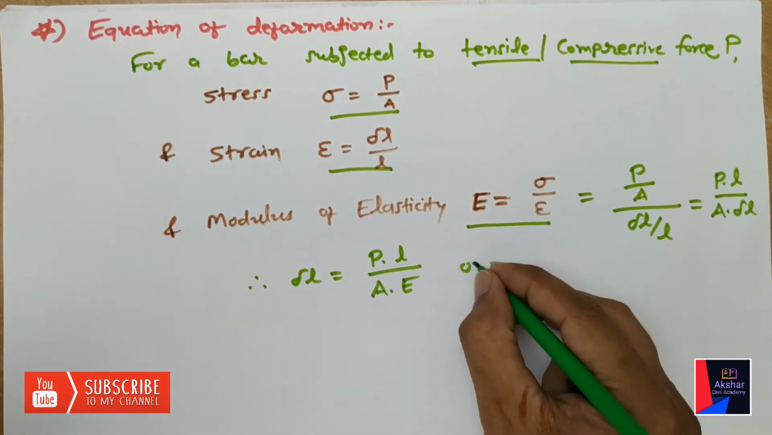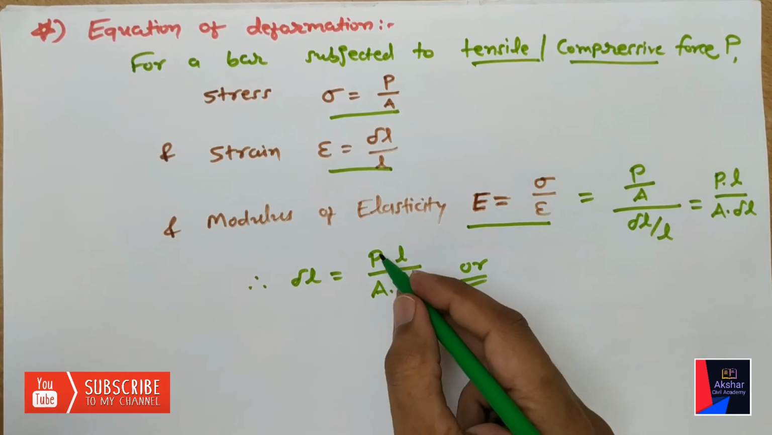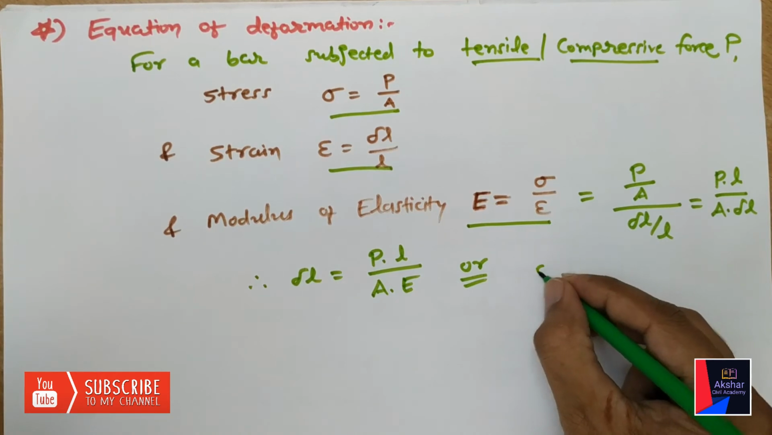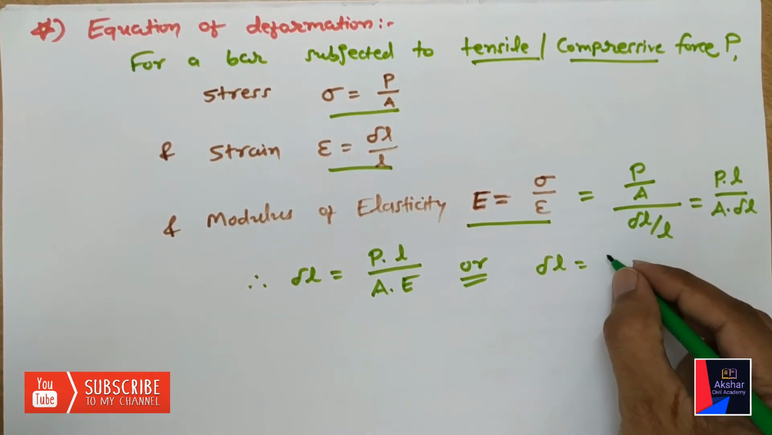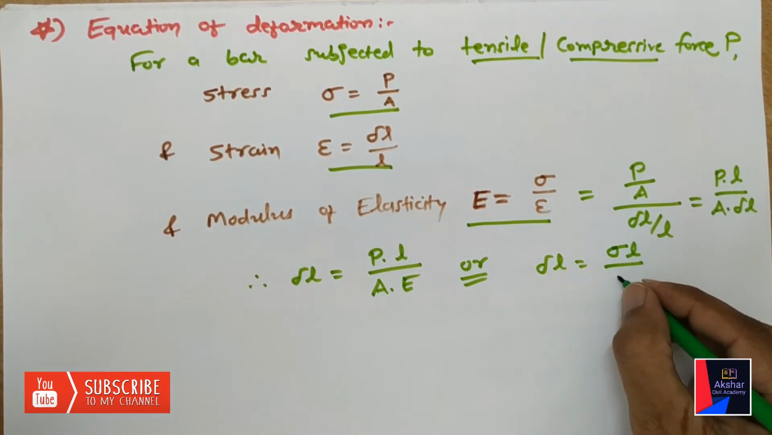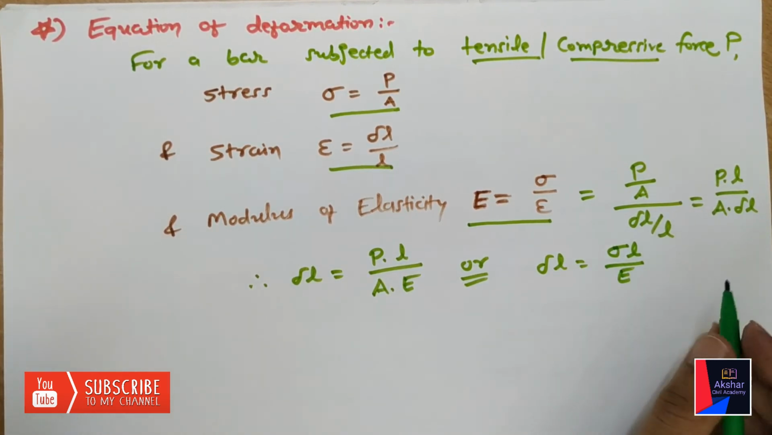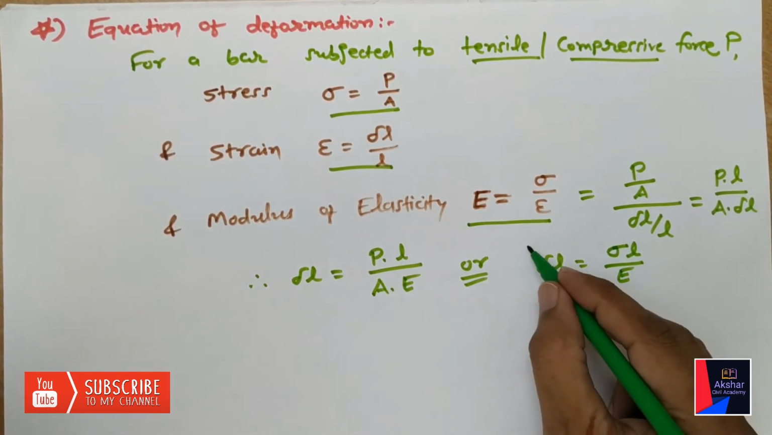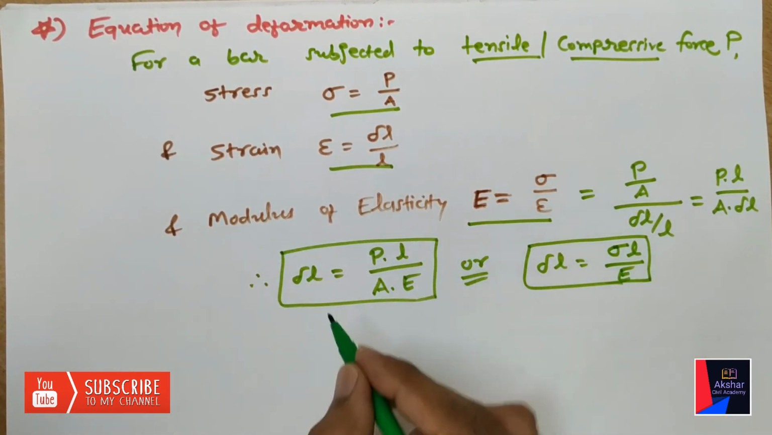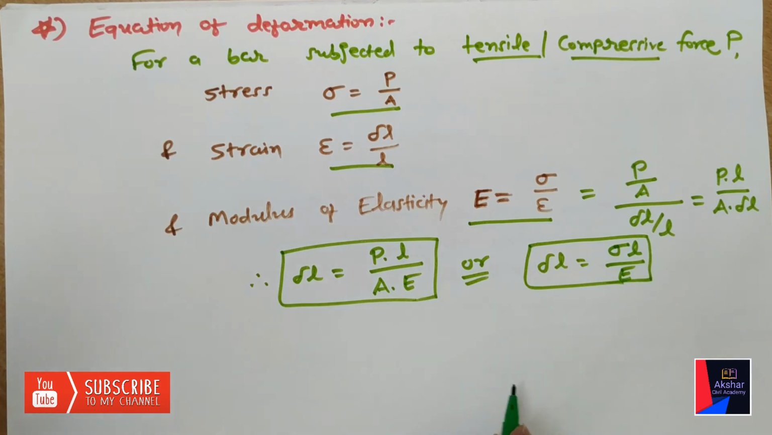Or this equation can be written as, see, P upon A is equal to stress. This can also be written in this way: del L is equal to stress sigma into L upon E, in the form of stress and modulus of elasticity. So both these equations are the equations of deformation, and these equations will be used for solving different examples.